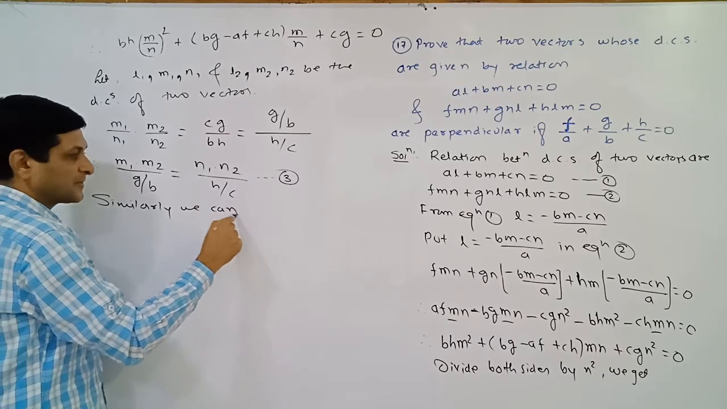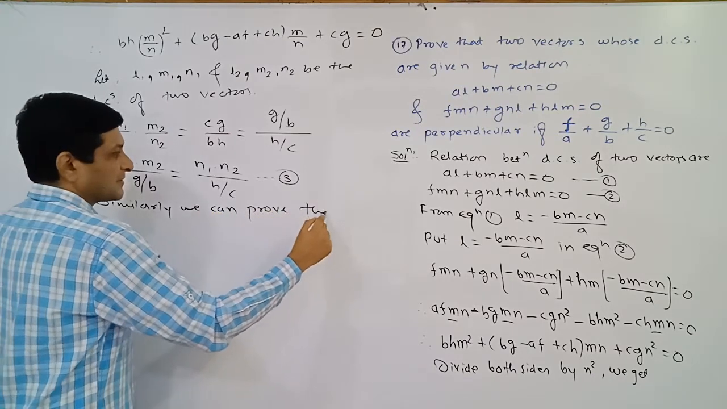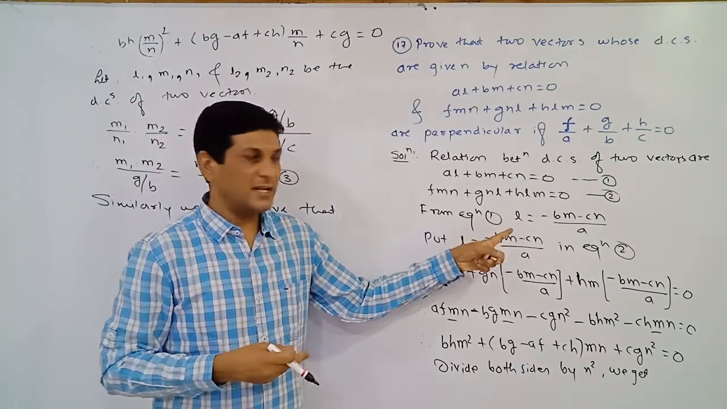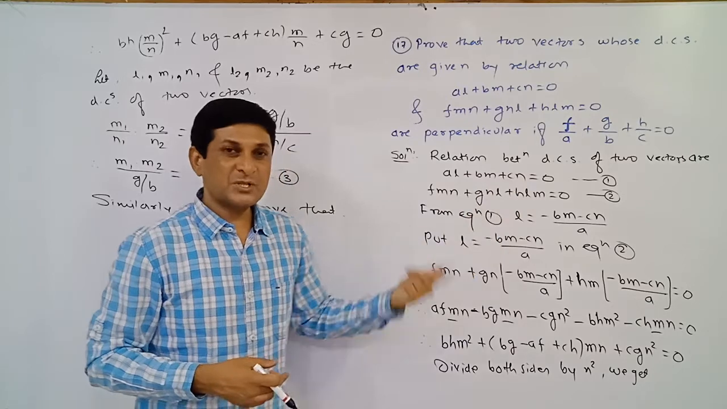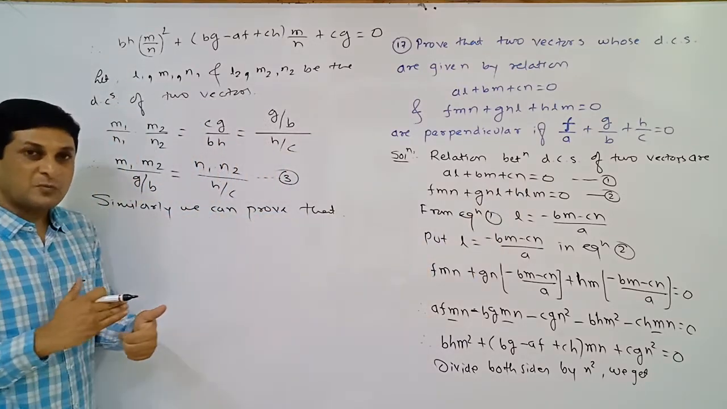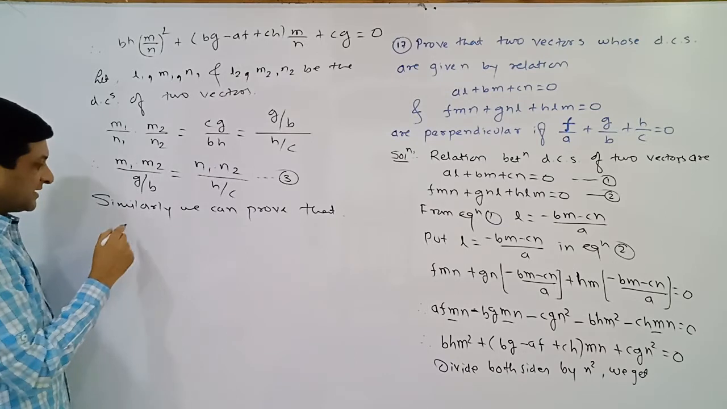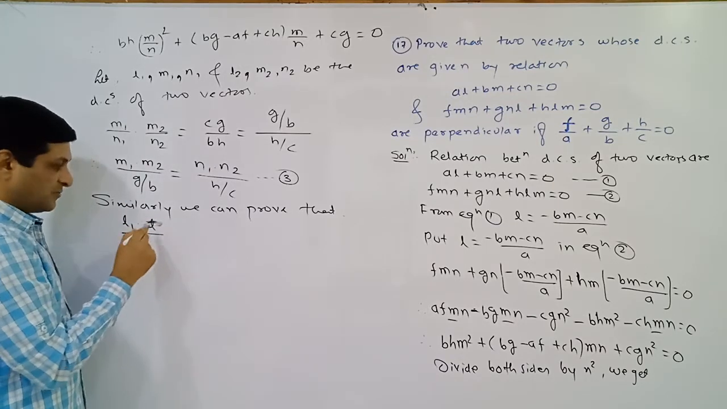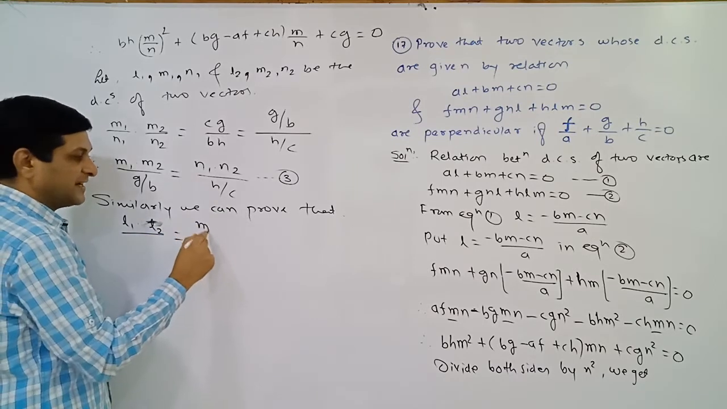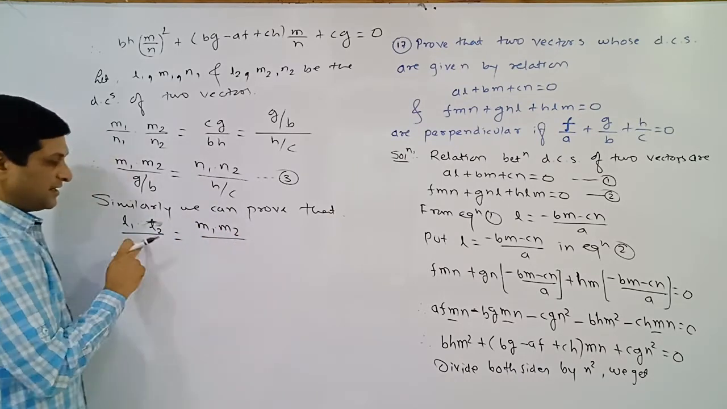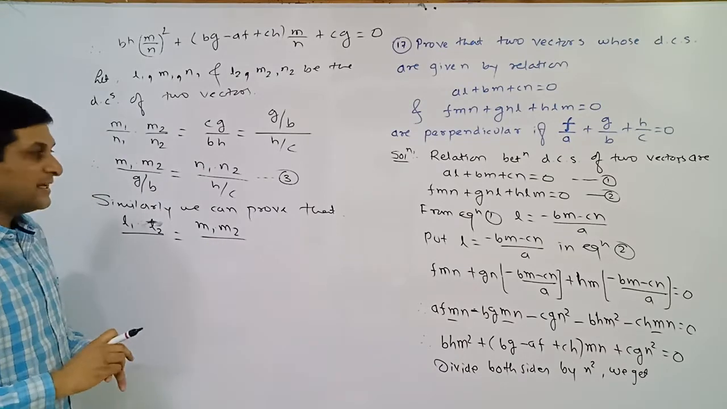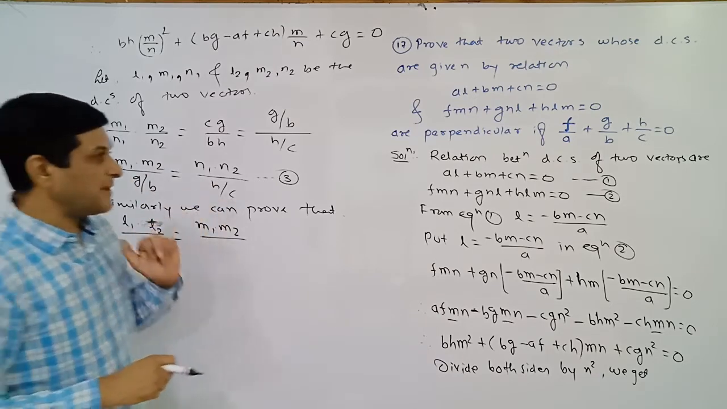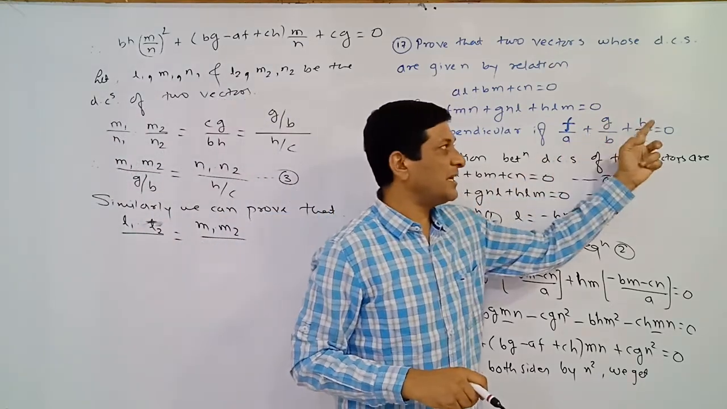Similarly, we can prove that. Similarly means here we have substituted the value of N. Instead of N, if we substitute the value of L, which type of result will we get? The result will be in terms of what? M and N. And that result will be in the form of L1 into L2. Later on we will see what we will get in the denominator, and here we will get M1 into M2, isn't it? Now we will try to find out what the denominator will be. Here, if we substitute the value of L, we have got G by B and H by C in the denominator. What have we got? G by B and H by C.